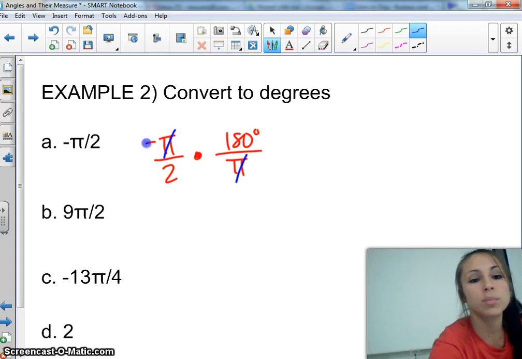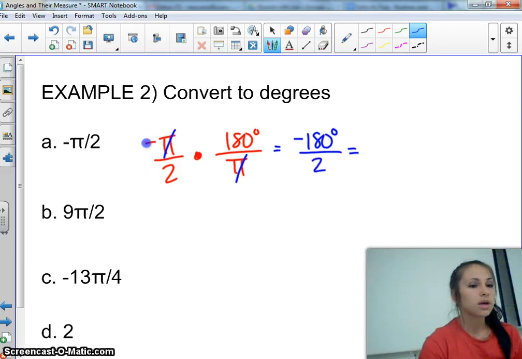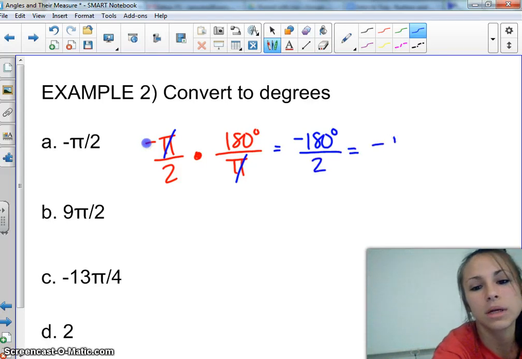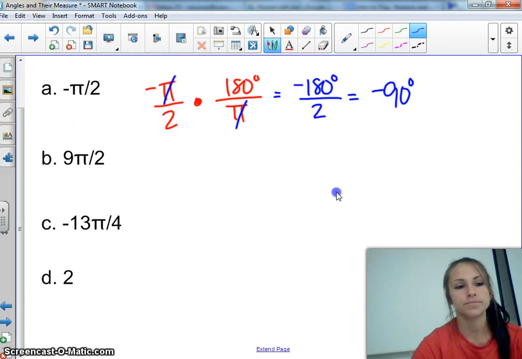And so then if I multiply straight across, I'm going to have negative 180 degrees divided by 2. You can just plug that in your calculator. If you do that, this should end up being negative 90 degrees. And that should make sense because we already said that pi over 2 was just going to be 90 degrees. And since this is negative, this is also negative.